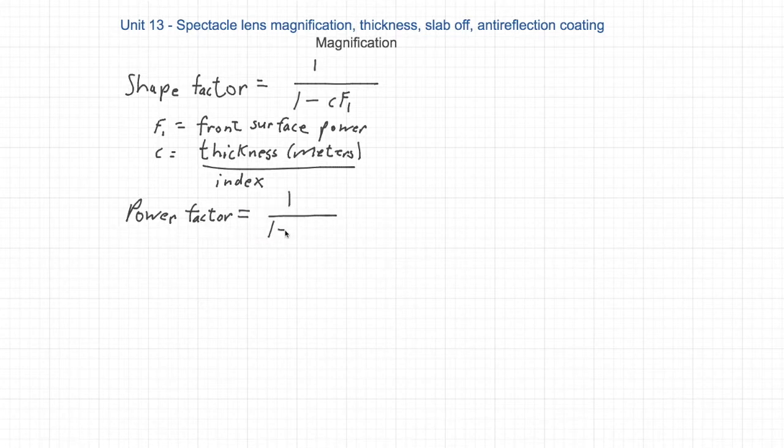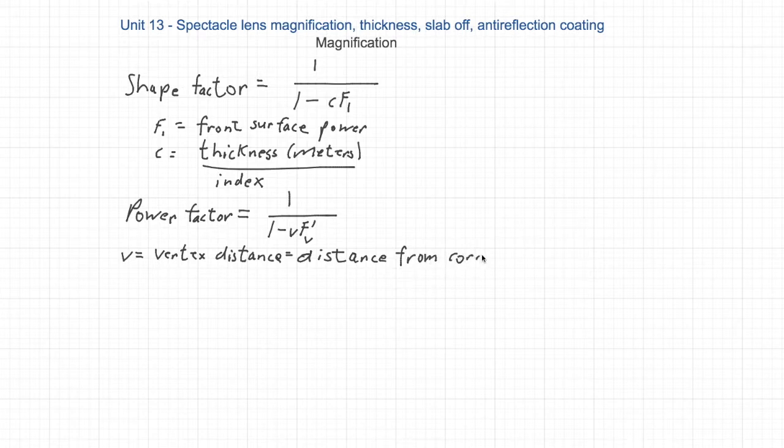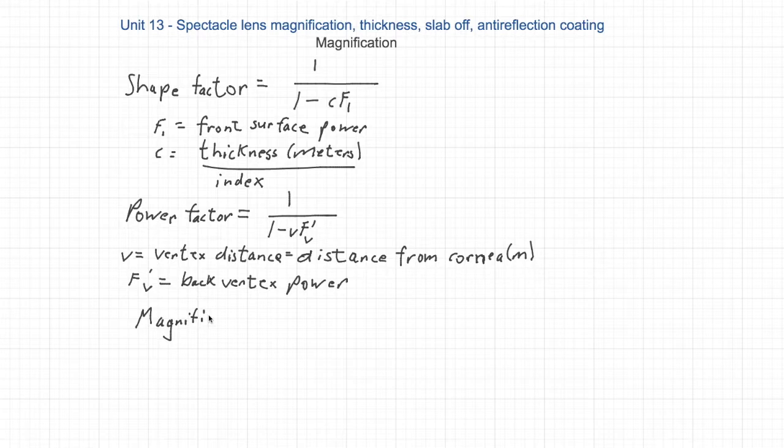The other factor is called the power factor, and that equals 1 over 1 minus V F prime V, where V is the vertex distance of the lens. That's the distance from the back of the lens to the front of the eye, the cornea, and it's also measured in meters. And F prime V, as we learned in Unit 12, is the back vertex power. So the magnification of a spectacle lens equals the shape factor times the power factor.